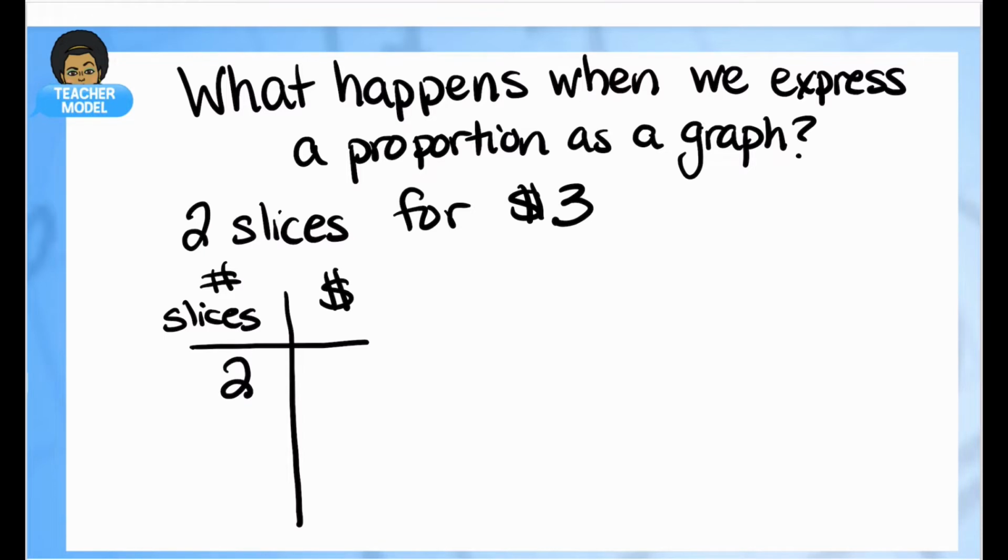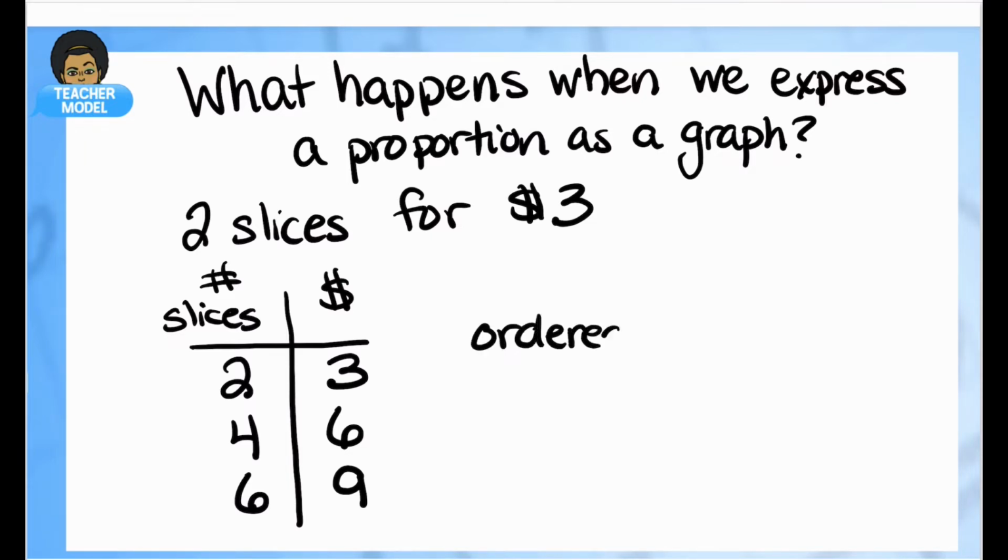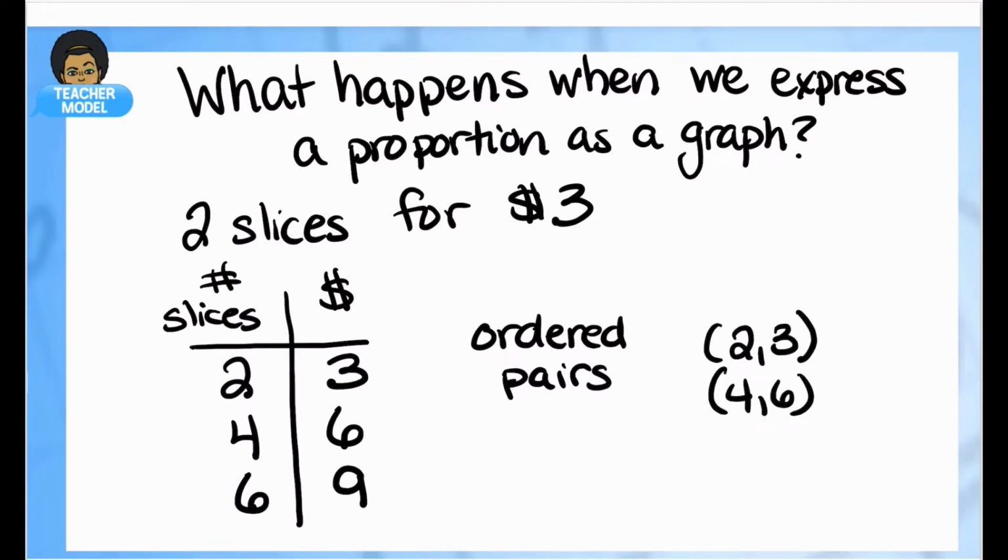So if I buy 2 slices, I know it will cost $3. What would be the next equivalent ratio? Well, if I buy 4 slices, it's going to cost $3 more. And if I buy 2 more slices, it will cost another $3. So here we go. I can take this table and create ordered pairs, meaning I have coordinates now. Here are the ordered pairs: 2, 3; 4, 6; and 6, 9.